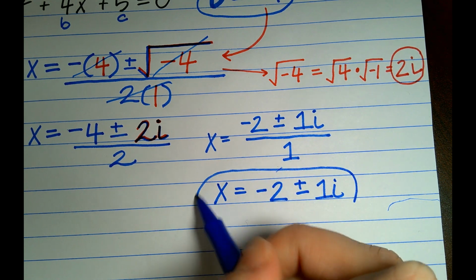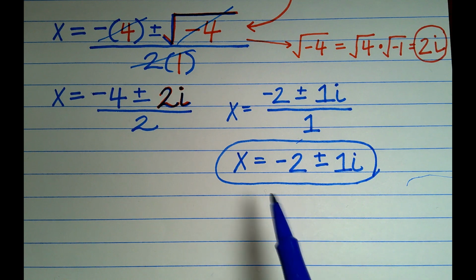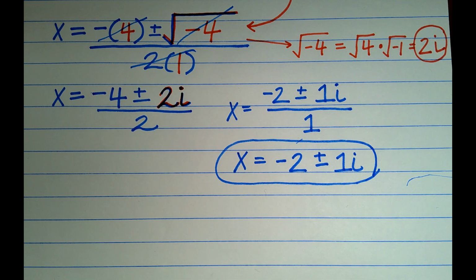And this is actually our answer because we can't go any further. This is what we call a complex number. And that's actually the mathematical term for it. It's called a complex number when you have a real number and an imaginary number. It is called complex.